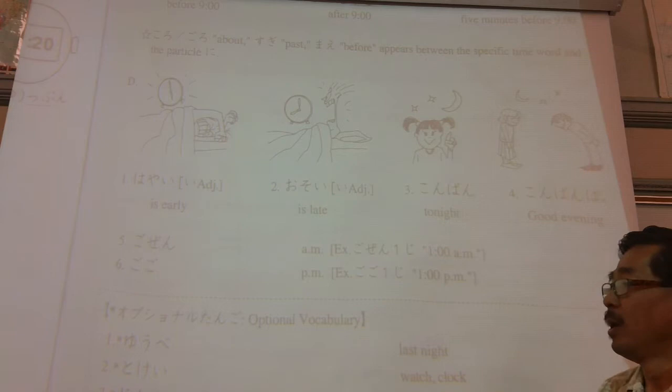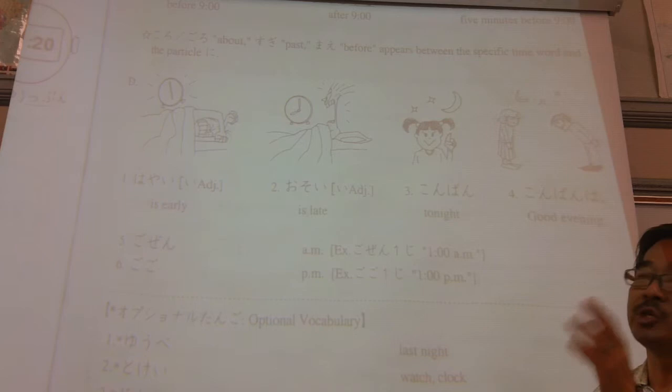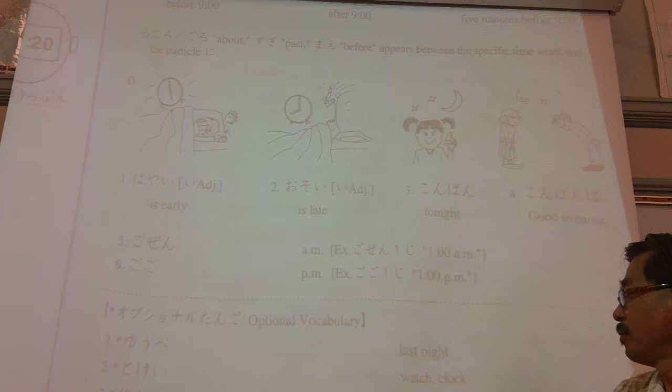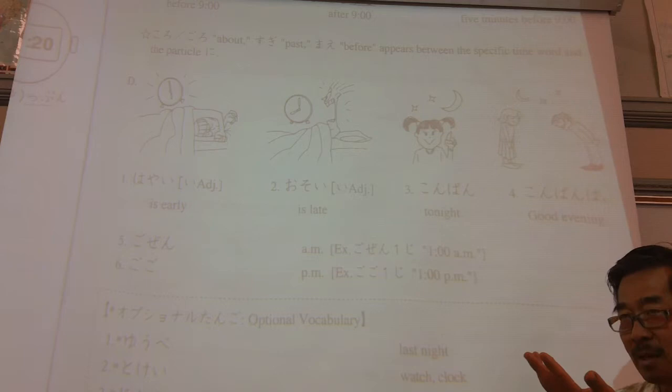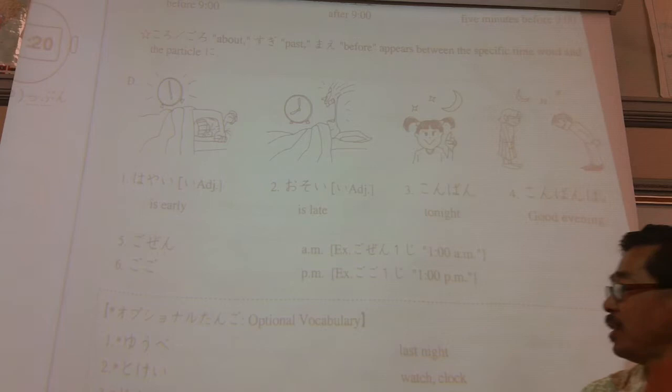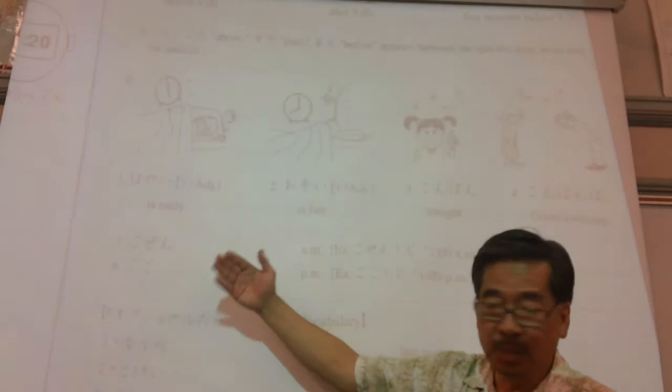Tokei. So tokei is both watch and clock. Especially watch is ude dokei. 次, 時間ですよ。時間 is time. 時間です。It's time.